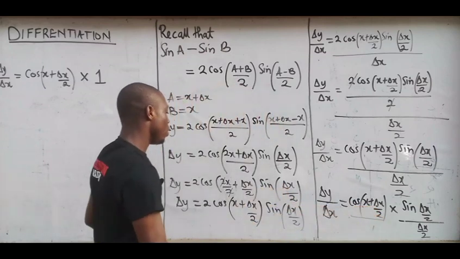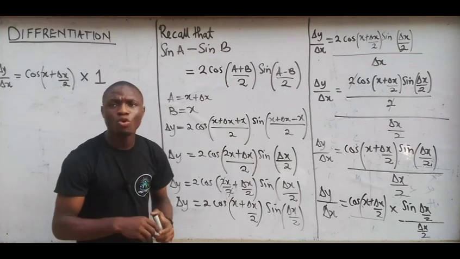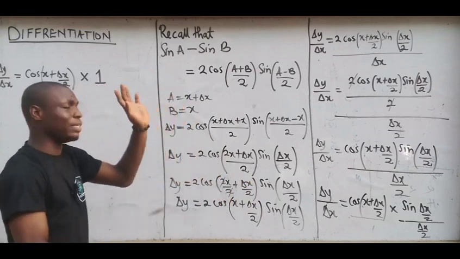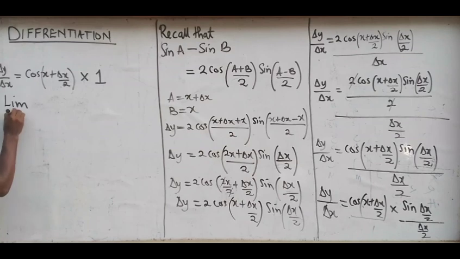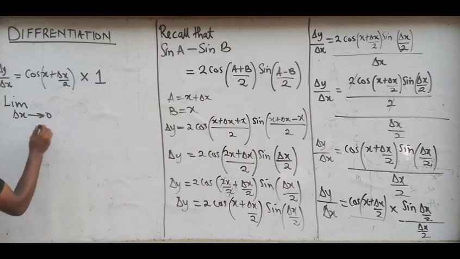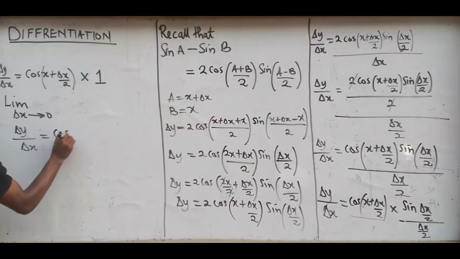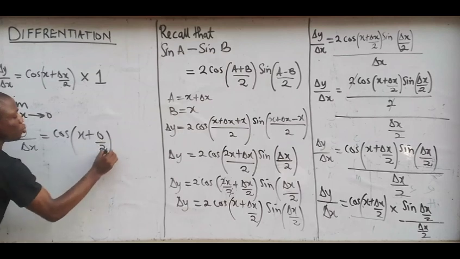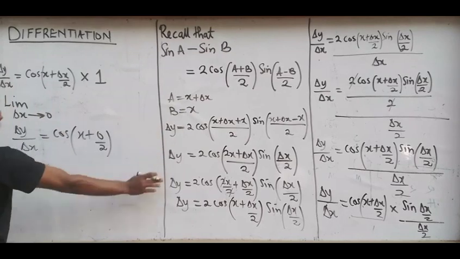So I have this. At this point, I said that for limit, when you divide through by change in x and you're still left with change in x, what do you do? You take the limit of change in x to be 0. So limit of change in x to be 0, anywhere there is change in x, I'll put 0. Of course, I'll have that change in y over change in x is obviously cos of x plus 0 over 2 times 1. Times 1 is of course 1.